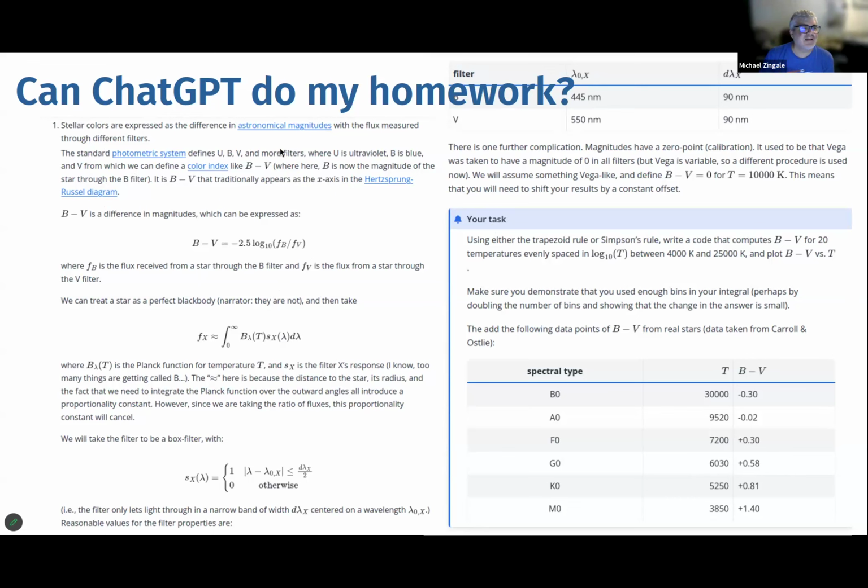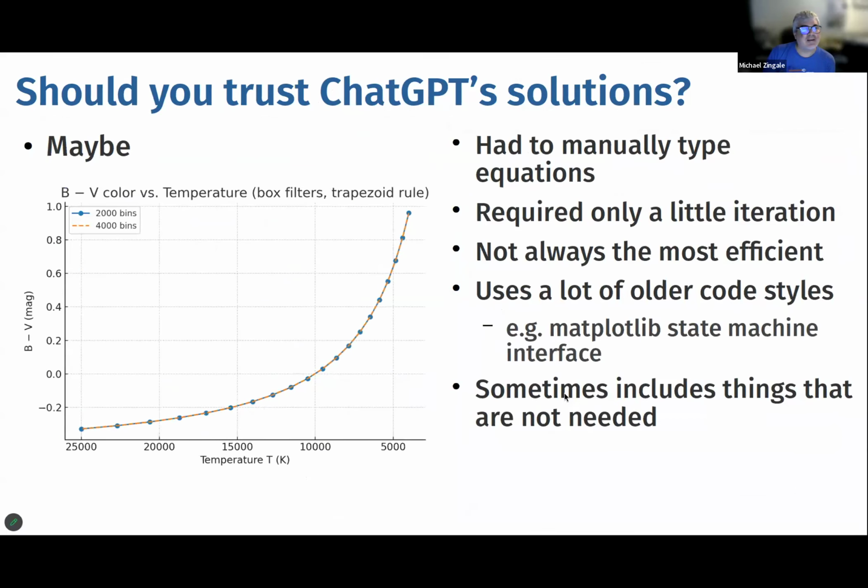Just a simple thing: defining B minus V, defining a magnitude ratio, defining a simple integral of a Planck function and a filter. And I asked them to plot theoretical colors for different temperatures and put some data points of some real stars on it and see what it looked like.